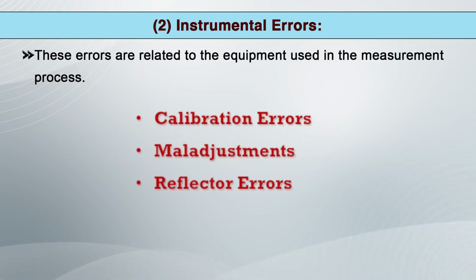The second type of error is instrumental error. These errors are related to the equipment used in the measurement process. Let us discuss various types of instrumental error.